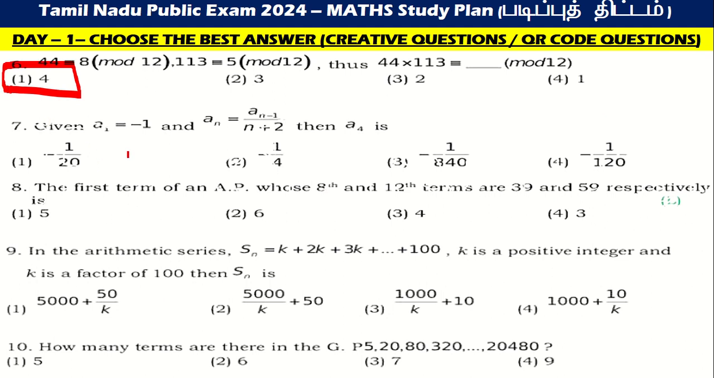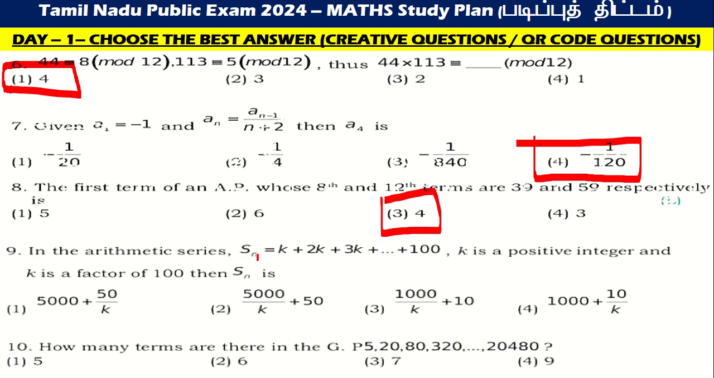Given A1 is equal to minus 1 and an minus 1, an plus 2, and A4 is equal to minus 1 by 20. Then the first term of an AP whose 8th and 12th term are given respectively. Then that means your answer is 4.